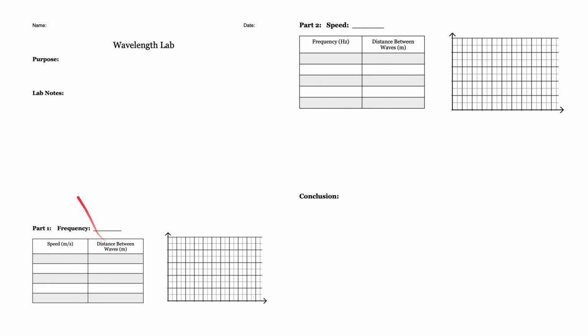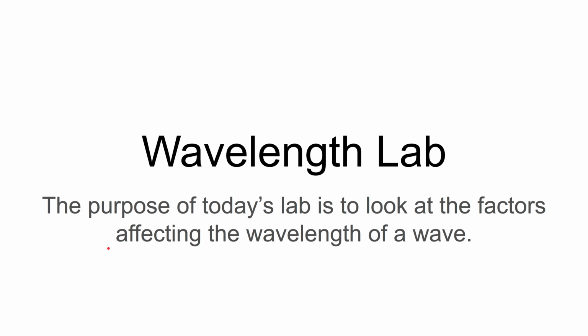So I want to make sure in this lab notes section you do a good job explaining to yourself how to get these three different terms. The purpose of the lab is to look at the factors that affect the wavelength of a wave. This will be a very important equation that we're going to use for both sound waves and light waves. It also applies to all other waves, but sound and light are the biggies.